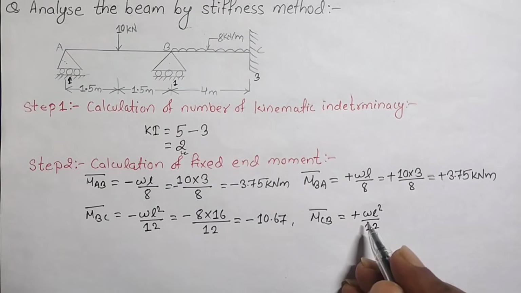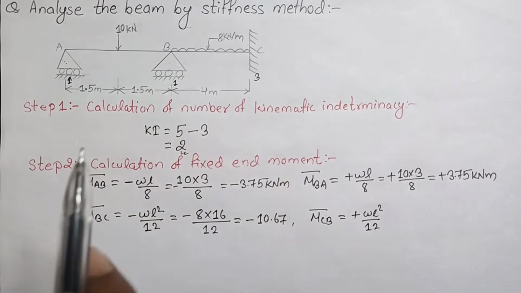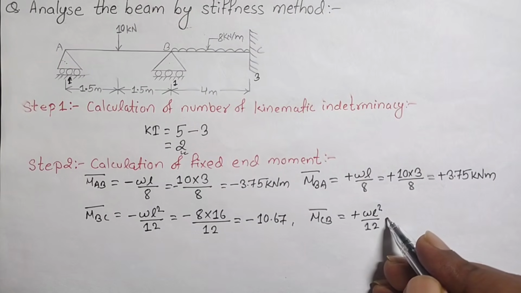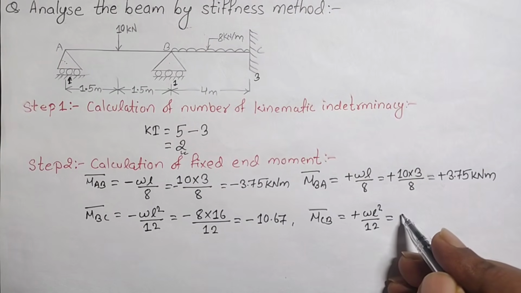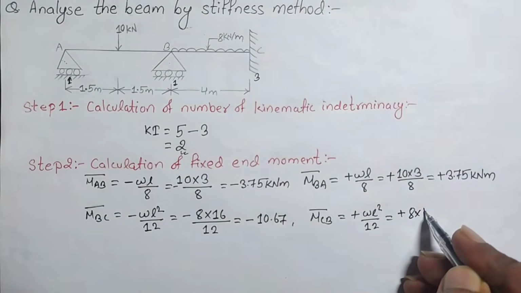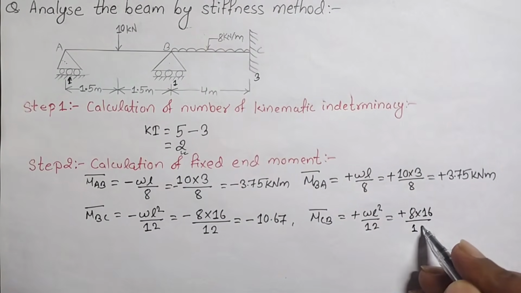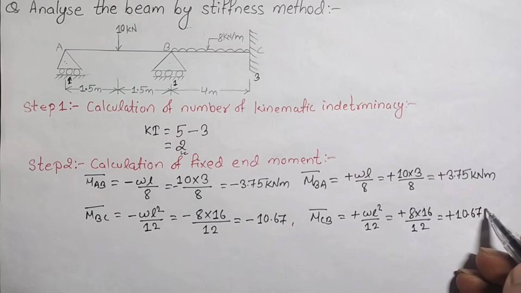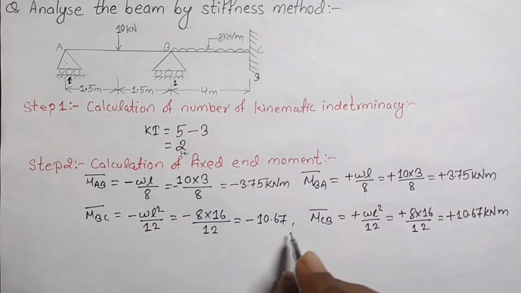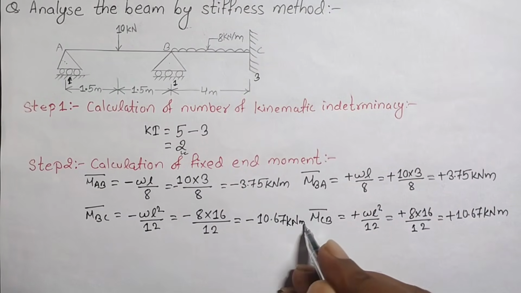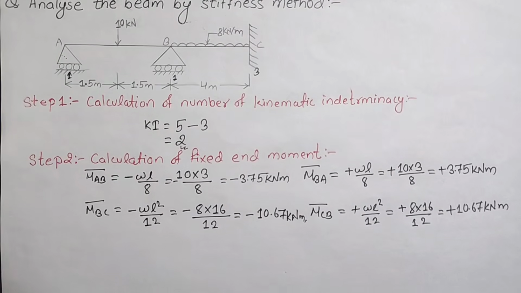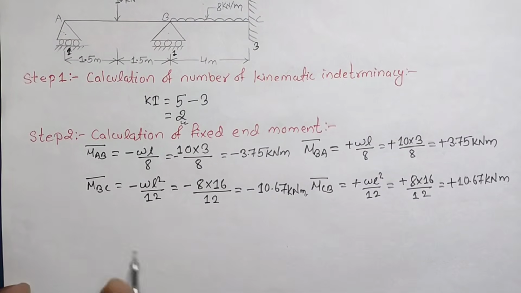I am using this formula because the span BC is carrying the UDL. I have shown you the formula just a few minutes ago. So now put down the value, plus 8 into 16 by 12, and we will get plus 10.67 kilonewton meter. So guys, after calculating the fixed end moment, we need to calculate the restraining force P.